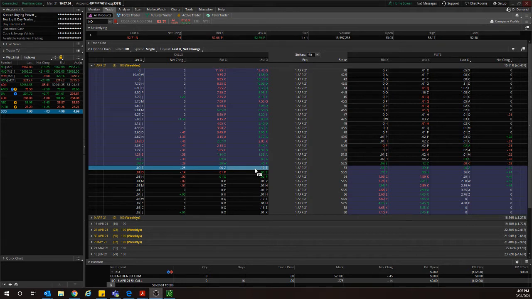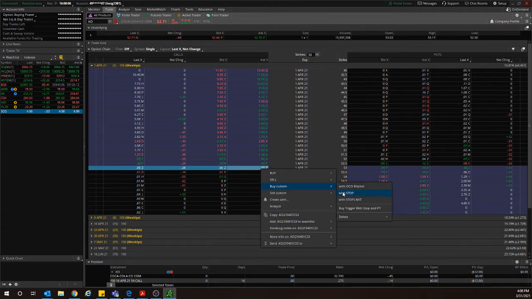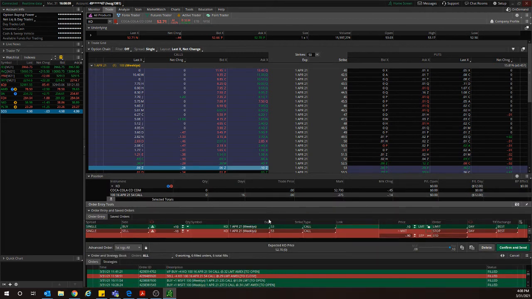Okay? So what you do to set up the trade with a stop loss is figure out the strike price that you want to get into, find the contract price, right click, buy custom with stop, and then you get this menu down here, right? So what you want to do is figure out how many contracts you want to buy. Each contract you buy is going to be 100 times the cost of the contract. So one contract will be 100 times whatever this price is. In this case, one contract at this strike price for a call is going to be $10.